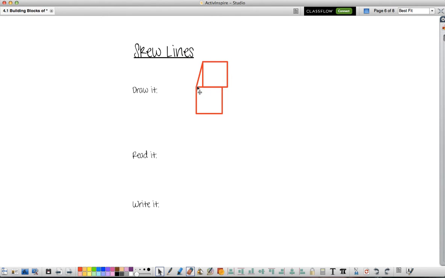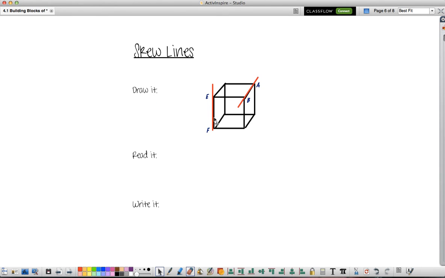Now I'm going to get rid of all of that because I actually already have a drawing. So now skew lines again would be, they have to be on two different planes. So they have to be on two different faces. So here's the front face. So think of like a number cube. So if this were 1, then this up here would be maybe 2. And these lines are on different faces. So EF is on the 1, but it isn't on the 2.